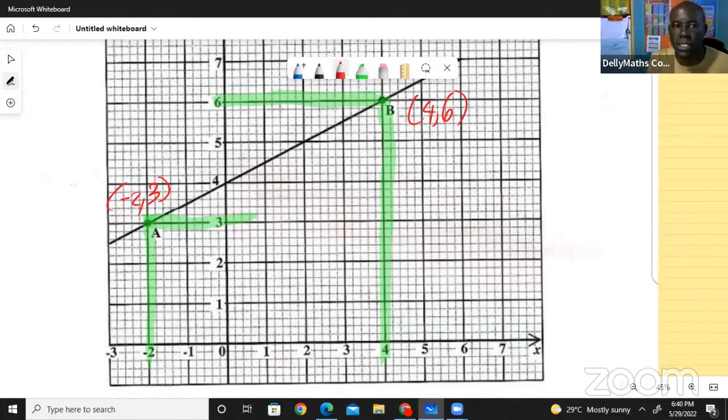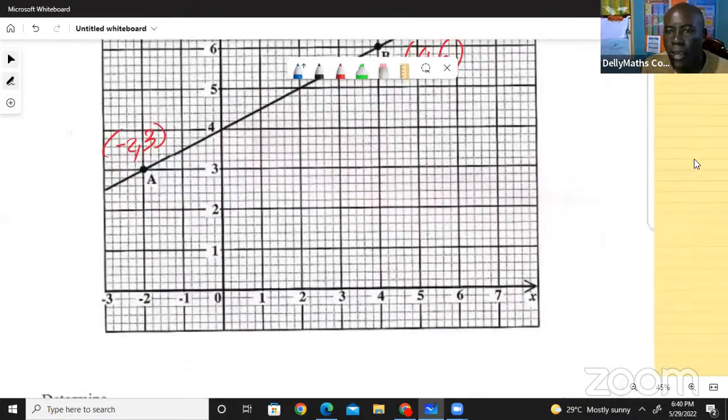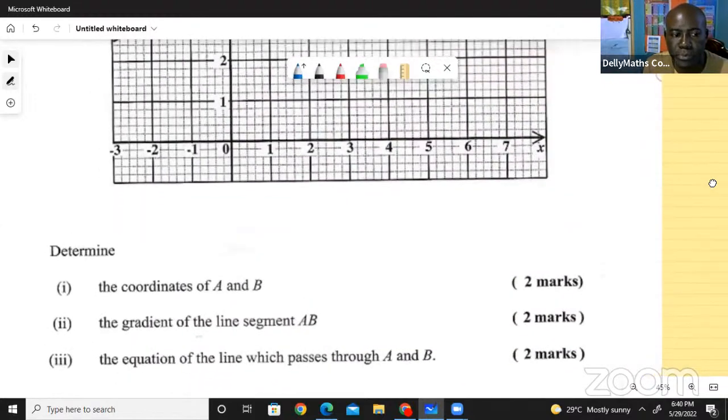So there it is. You could see our coordinates. We read the X value before you read the Y value. If not, you're going to be in problem. So there it is. We have our coordinates there for A and B.